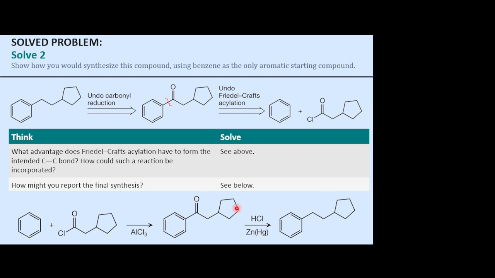Okay. And then the next step is going to be the reduction, right? We don't want a carbonyl on the end, do we? Okay. And so we're going to have to put it with our reduction right there. And that's the HCl and zinc mercury.